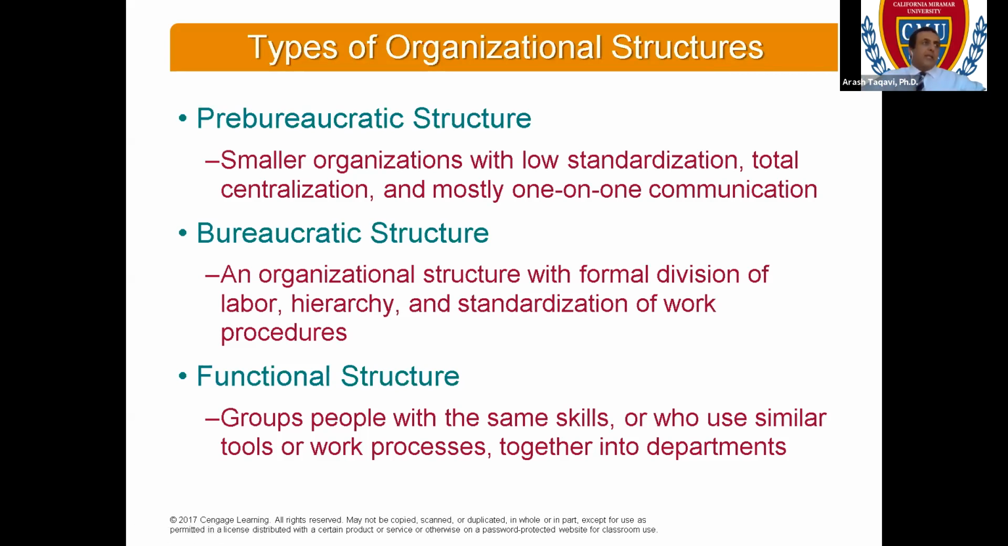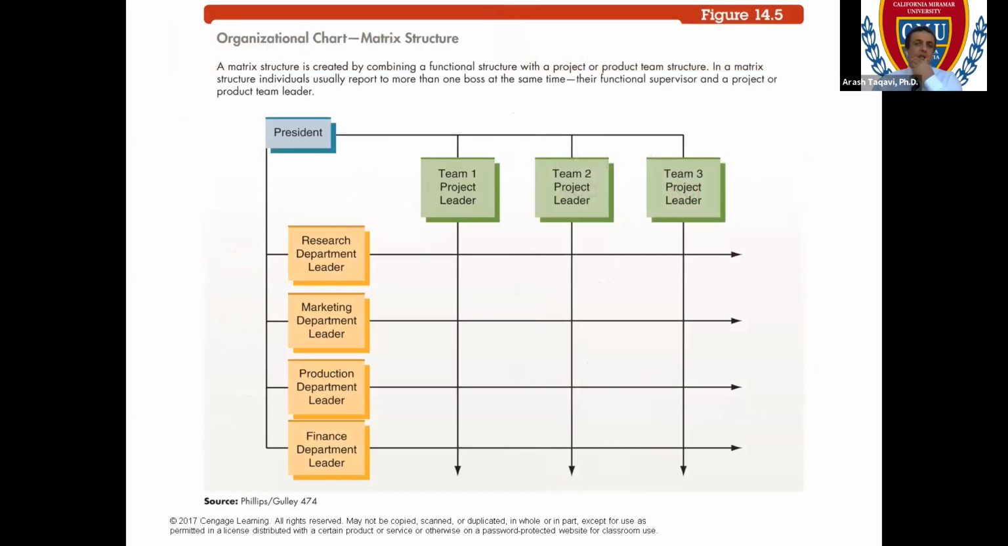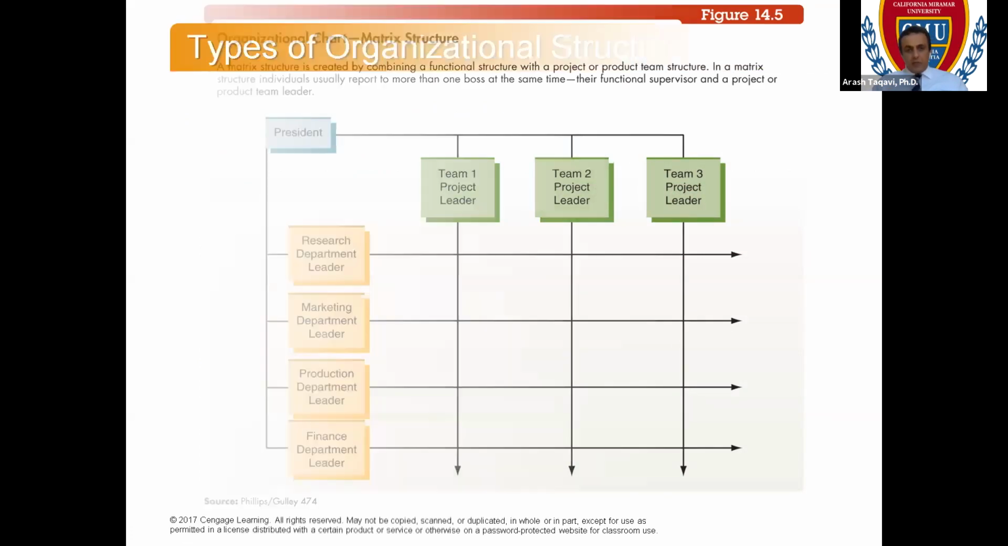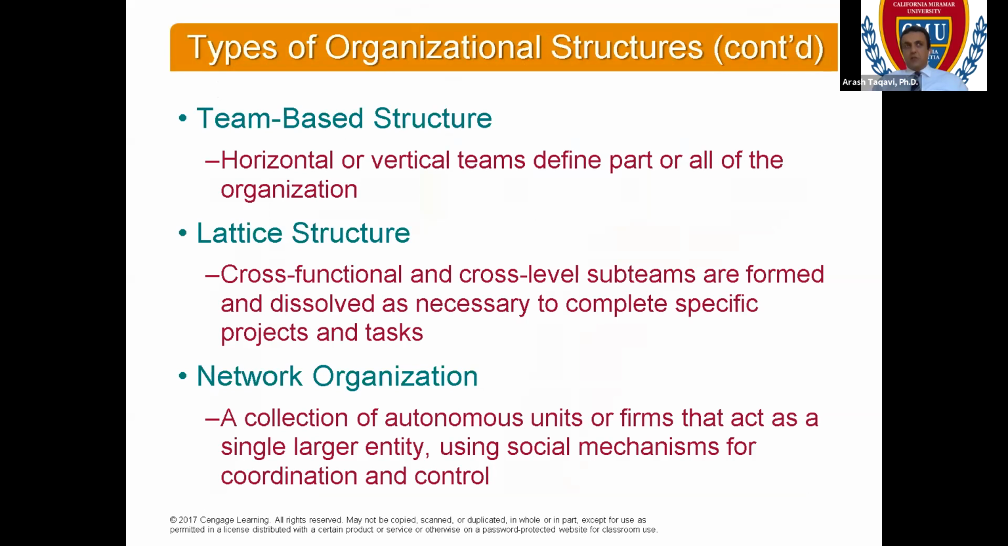It is a similarity in the skills or in the goals, with the same skills, and sometimes with the same skills for the same goal, for the shared goals. It is a graph for showing a matrix structure. You see research department leader, marketing department leader, production department leader, finance department leader, and team project 1, team project 2, team project 3, with the leaders. And team-based structure, horizontal or vertical teams, define part or all of the organization, and network organization.